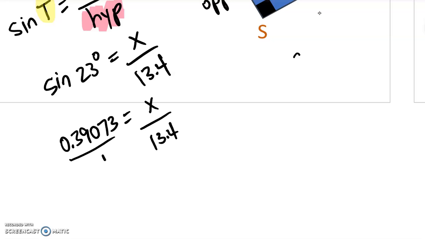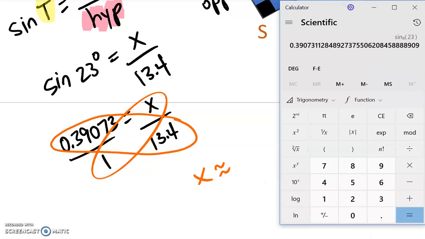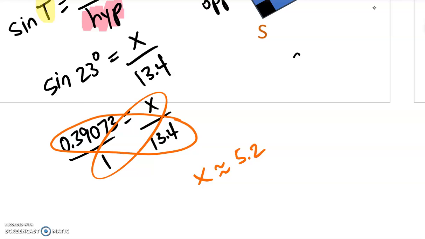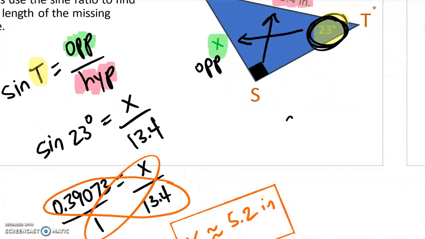We're going to put this decimal over 1, and we're going to solve this by cross multiplying. So 1 times x is approximately, because we already rounded, so it's not an exact answer, but it's very close, 13.4 times 0.39073. And we get 5.23, or just 5.2. So x is approximately 5.2 inches. That is the length of this opposite side, approximately.